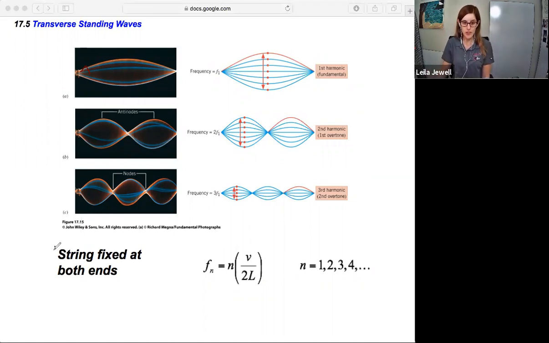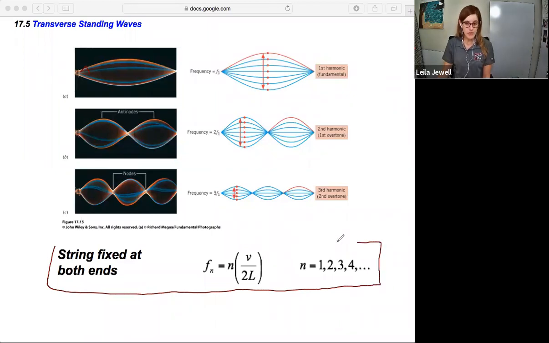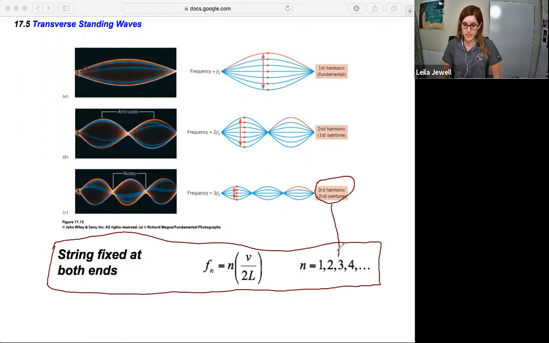So if you do have a string fixed at both ends, we can predict the frequency given these parameters. So the frequency is going to depend on n, where n is the harmonic. So the third harmonic would be n equals 3. V is the speed of the wave. So if this is on a string, that's where we're going to have to bring in the speed of a wave on a string, right?